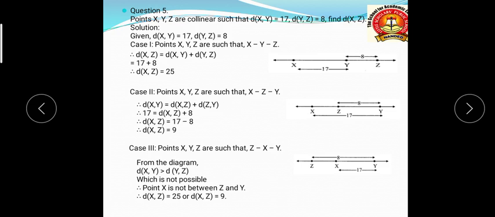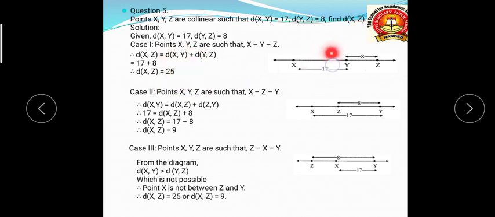Next question. Now students, x, y, z are collinear such that distance of x comma y is 17, distance of y comma z is 8. Find the distance of x comma z. Distance of x comma y is 17 and y comma z is 8. So case first, points x, y, z are such that distance of x, z is equal to distance of x, y plus distance of y, z. Means we are taking here y as in between. So it is 17 and y, z. See here 17 plus 8, that is 25. The distance of x, z is 25.